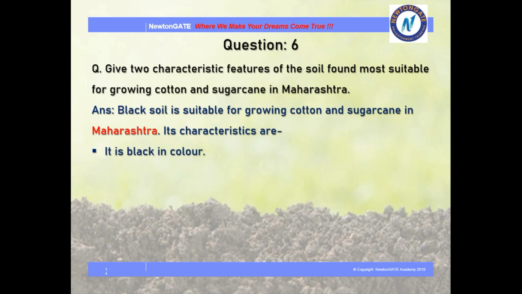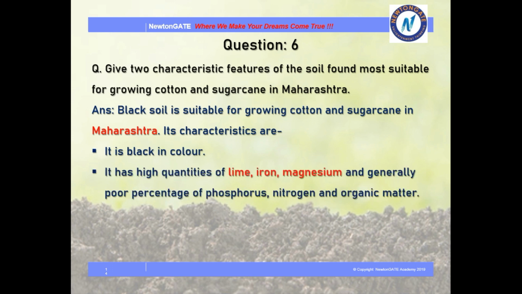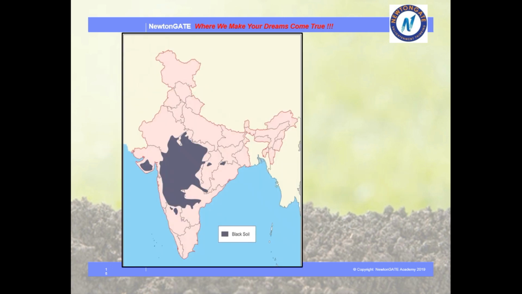And what are its characteristics? The major two characteristics are, firstly, it is black in color. Next, it has high quantities of minerals like lime, iron, magnesium. But on the other hand, it has a poor concentration of phosphorus, nitrogen and organic matter as well.